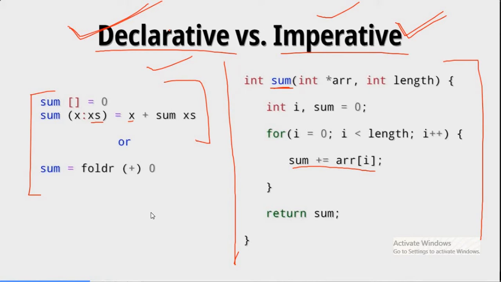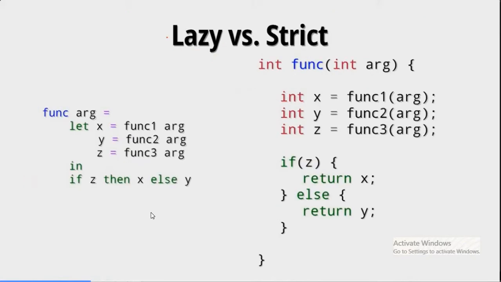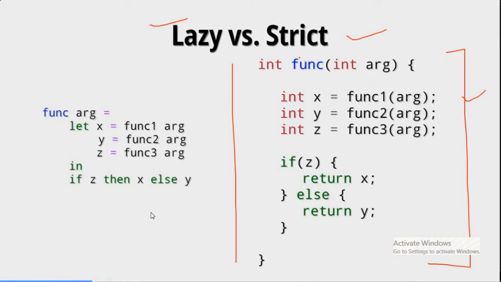So Haskell follows the declarative approach. Next is lazy versus strict. Lazy means like declarative, and strict means like what C language and Python language follow. This is an example of strict. You can see here in the function we declare all the things step by step, like the previous example.